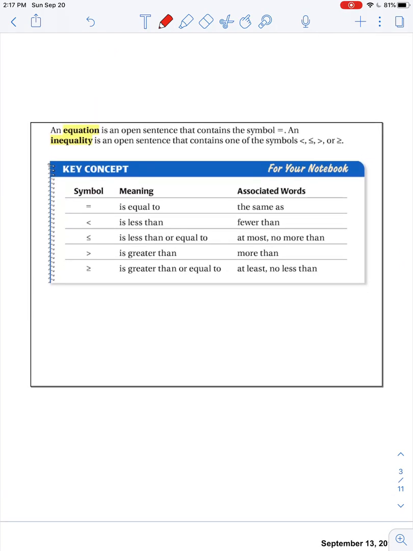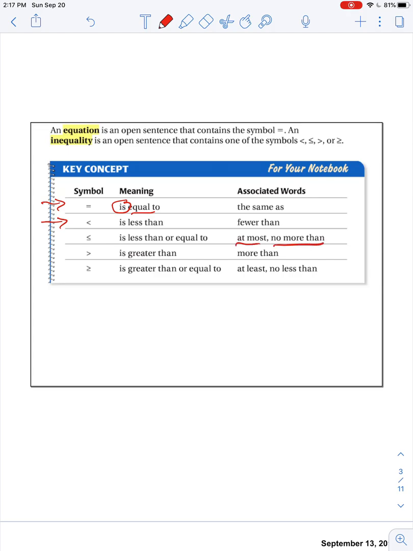So here's going to be some of the wording that you might see. So like I said before, it might say it is. It might say is equals to, the same as. And so that's when you're going to use an equal sign. If it straight up says less than or fewer than, you're looking at a less than sign. Is less than or equal to, at most, no more than.